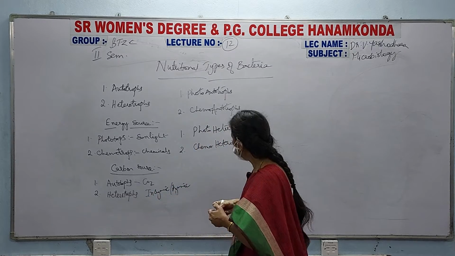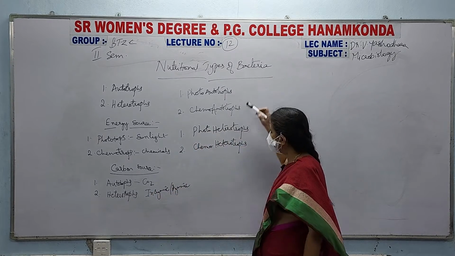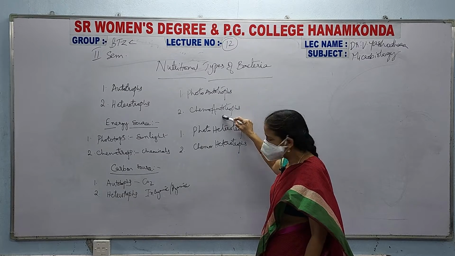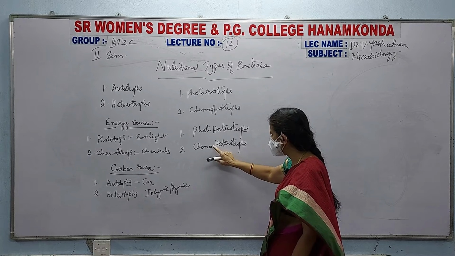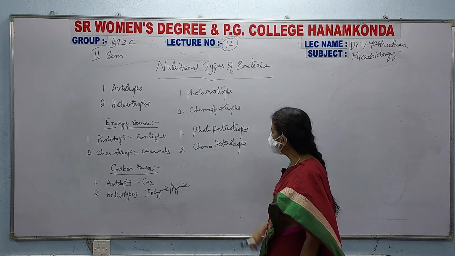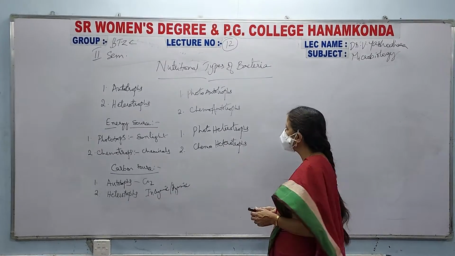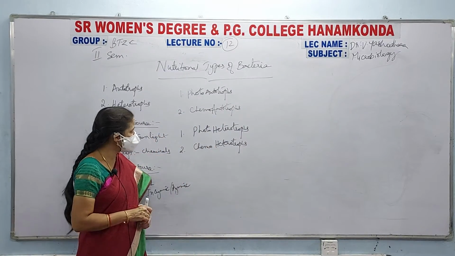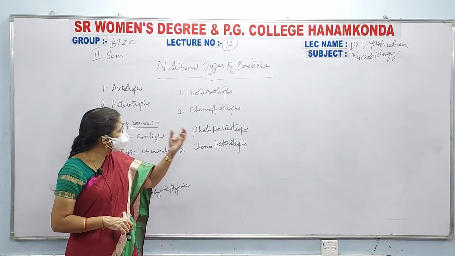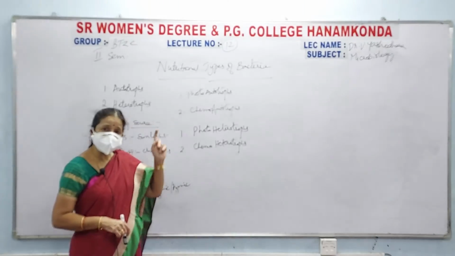Okay, these are the two types of classifications. One is photoautotrophs and chemoautotrophs. The second is photoheterotrophs and chemoheterotrophs. Now, coming to the photoautotrophs, let us define this. Photoautotrophs are the organisms which can synthesize their food material because they are autotrophs.